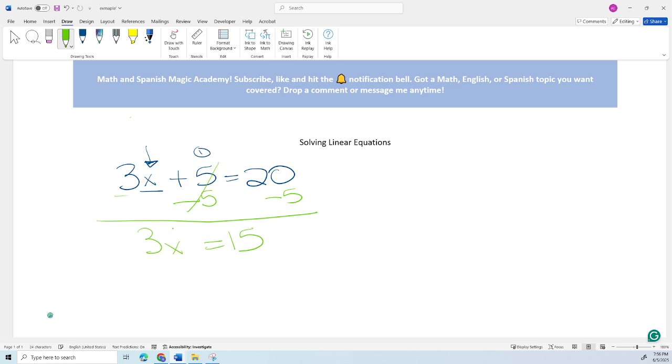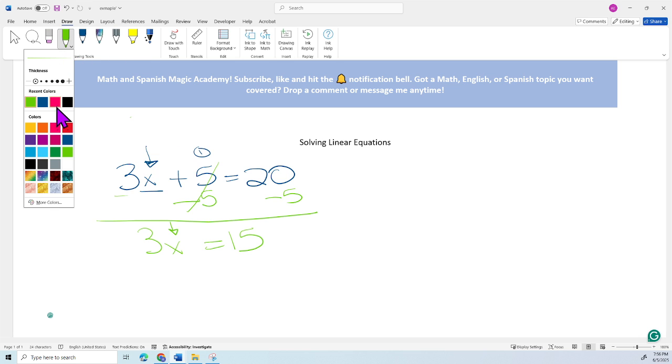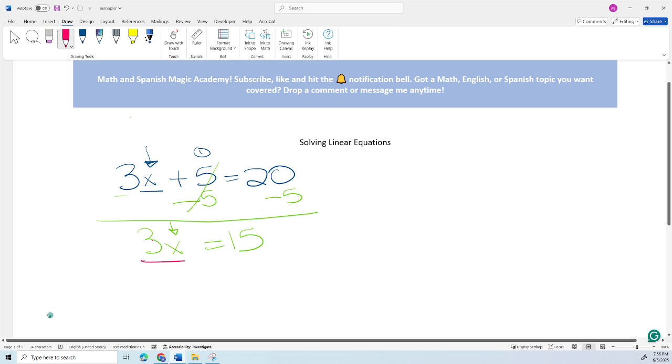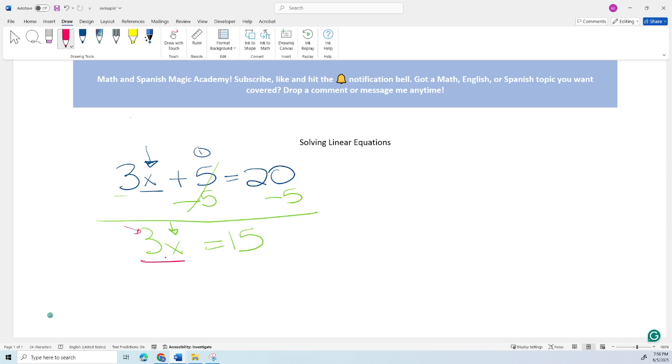Now we have to isolate x. Our objective is to have the variables on one side of the equation, which is the left side, and then the constants or numbers on the right side of the equation. So the 3 and the x are together. Whenever you have the coefficient, which is 3, and your variable together, that means that they're multiplying. And what is the opposite of multiplication? Division. So you're going to divide both sides by 3 so we can leave x alone. So we're going to have x equals 15 divided by 3, and 15 divided by 3 equals 5.